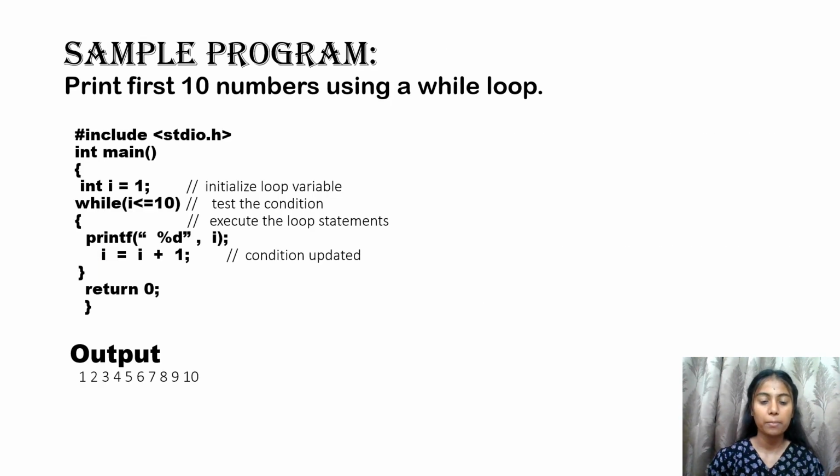Now we will see a sample program using while loop. For example, to print 10 numbers using a while loop: first the header file, next initializing the loop variable, int i = 1, next testing the condition, while i <= 10, next we have to update the condition, and then return 0. By this we will get the output of the numbers 1 to 10 because we have given the condition as i <= 10. This is all about the use of while loop.